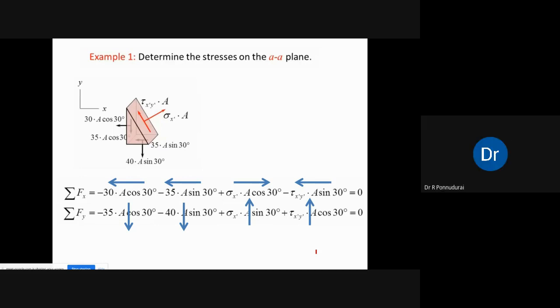Okay, sir. Now, from these two equations, can we get sigma x dash and tau x dash y dash? If you are able to solve, you can get these values. The answer will be: sigma x dash is 62.8 MPa and tau x dash y dash is 21.8 MPa. If you have time, try to solve these two equations. Sigma x dash means the stress perpendicular to the plane, which I calculated, and the stress parallel to the plane we also calculated. Those are the unknown stresses.